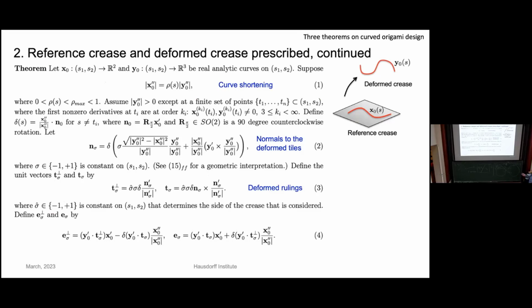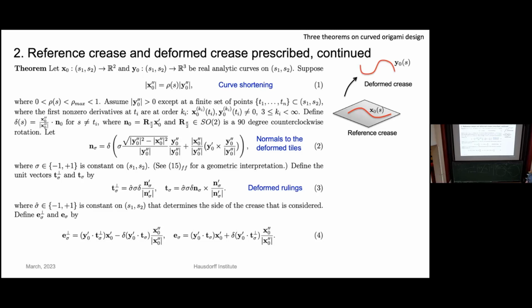So basically, if you have the reference crease and the deformed crease, then you have to choose the ruling in a certain way to be able to construct the surface. Well, you get formulas. See, here's the normal to the two rulings. Sigma depends on the actual formulas in terms of the two curves. It's not easy to get that formula, I can tell you.